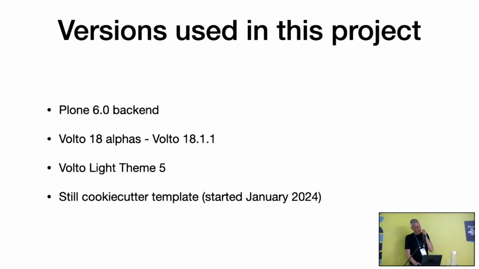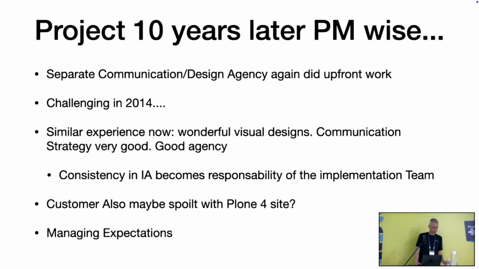So versions used in this project: Plone 6 backend, Volto 18 alphas. Why not? If your colleagues are from Concept and you can ask them anything, anytime, and they get really frustrated if you find one exception to the other. But they helped us a lot. Volto Light Theme 5 we used, but one thing, we were not able to use the cookie cutter template. We still use the cookie cutter plan template and not what you showed yesterday at Erico's presentation with Cookie Plone. If you start some project now, use Cookie Plone. We will do the cookie cutter template replaced by Cookie Plone scaffolding very shortly. If you want to know why, check Victor's talks.